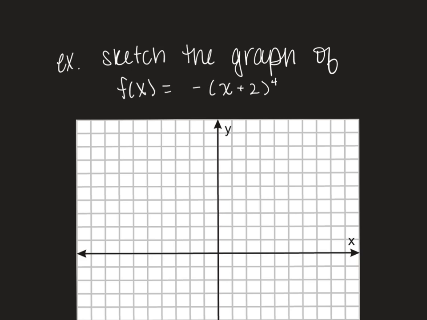So for me personally, what I like to do is I say, okay, my parent function is x to the fourth. So wherever you want to write it. So parent function, mine's going to be f of x equals x to the fourth. So I'm just going to draw my parent function. I'm going to draw it in black so that it's just kind of like there for me to see. So this is x to the fourth.